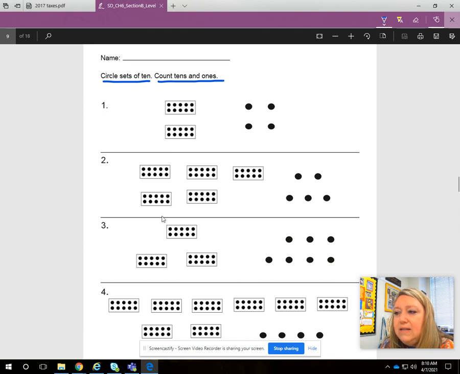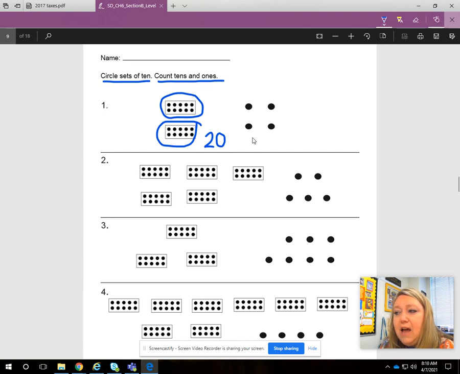So I already see some 10 frames. Oh, so that makes things really easy, right? I can circle a 10 frame, and that's a group of 10. So I have 10 dots right there. I circle the other 10 frame. Now I have 2 sets of 10, right? Well, 2 sets, so I'm going to write 2 sets. I have 2 sets of 10, so that means I have 20. Okay, so I can just add a 0 to it. 2 sets of 10 equals 20.